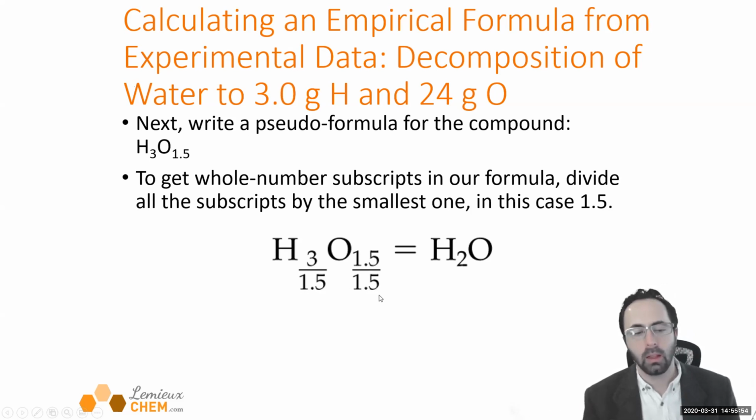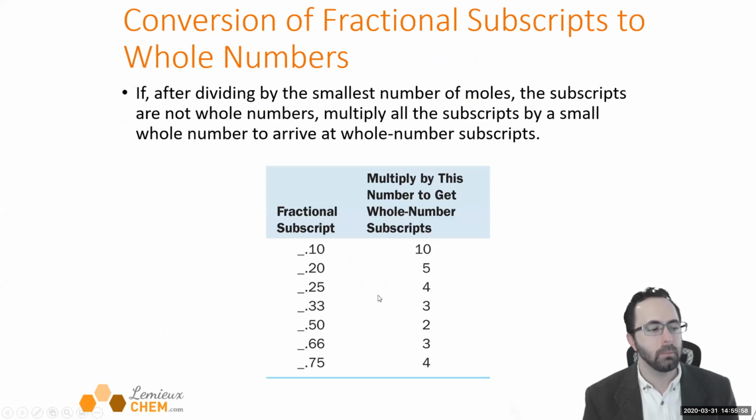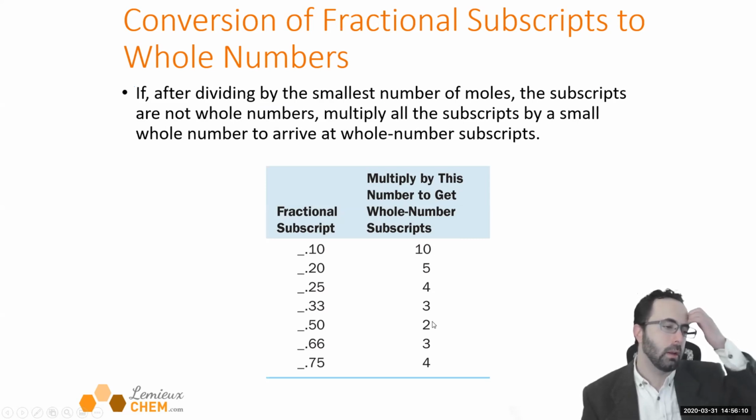But what if we got like 2.5 or something? In rare cases, that can happen. If you divide like we did there and you get 0.5 for something, multiply everything that you have at the moment by 2 and so forth. I'm not going to give you a problem that's that hard, but that's just some general info for you that they tell you in the book.